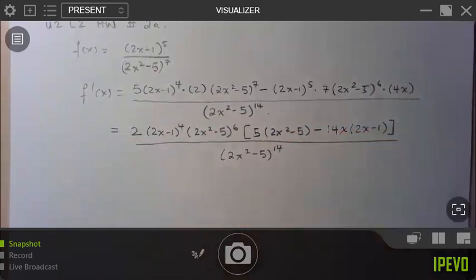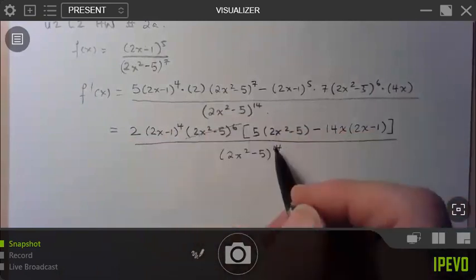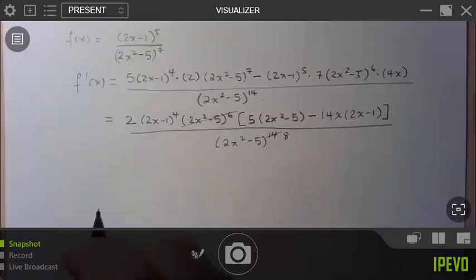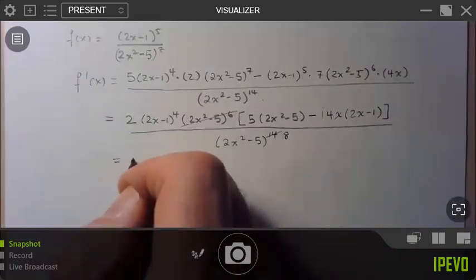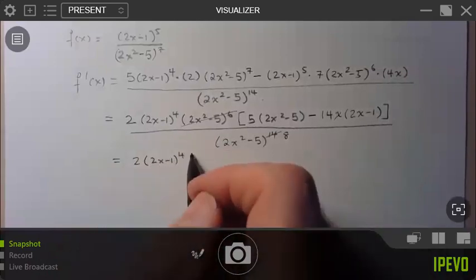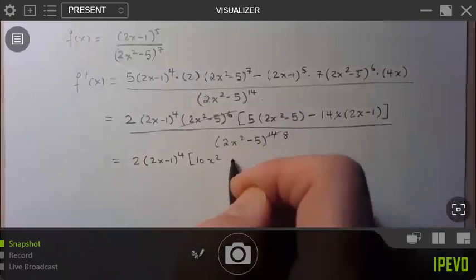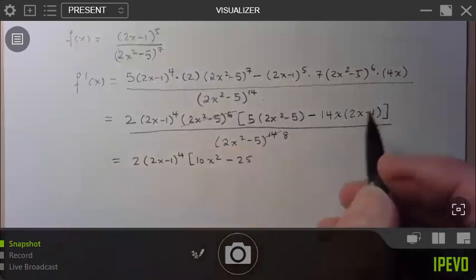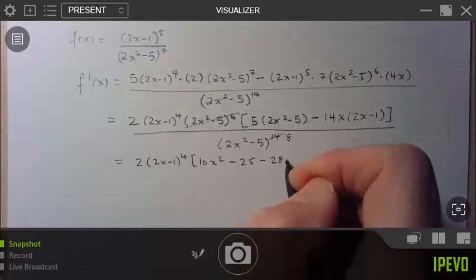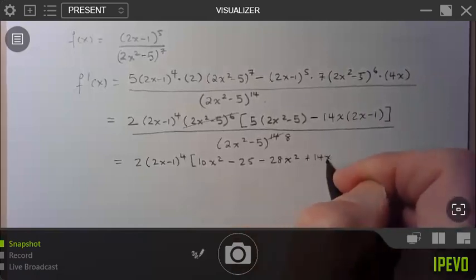I also notice here, I can factor, all of these disappear. I'm going to get rid of 6 of these, so I'm going to be left with an exponent 8. And now it's just cleanup. (2x minus 1) to the 4. Here, what are we left with? Well, I've got 10x squared minus 25, and then 14 times 2, so minus 28x squared plus 14x.